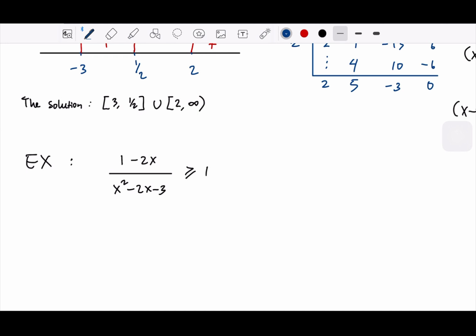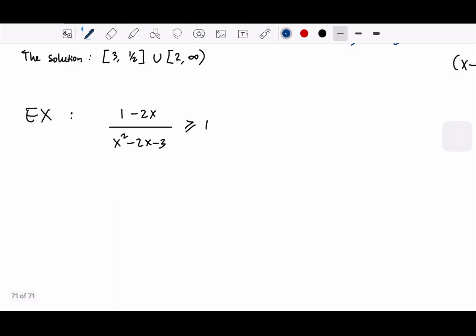We have a set of intervals that will be undefined in this rational, right? So the best way to solve this is to move 1 to the left side and simplify it.